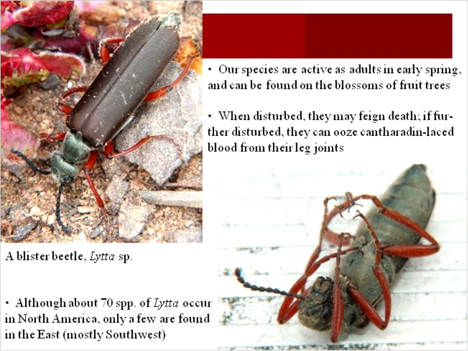The species of the genus Lytta, there's something like 70 species of these in North America, although most of them are found in the southwestern states. We only have about 3 or 4 species of Lytta here in North Carolina, and unfortunately I was unable to identify this one from the image. This was sent in to me as an image, but I didn't get the specimens themselves, so I'm not positive of the species. But our species of Lytta can be found early in the spring, often feeding on the blossoms of fruit trees like peach and apple and cherry.